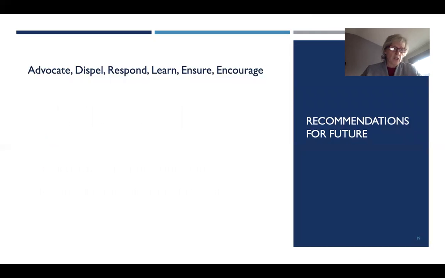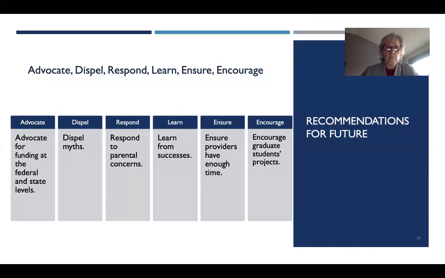So when I thought of recommendations for the future, we should advocate, dispel, respond, learn, ensure, and encourage. So we need to advocate for funding at the federal and state levels to reduce the impact of the social determinants of health on vaccine uptake. I shared several studies through the literature review and then one critique on the impact on minority populations. We need to dispel myths about vaccinations that are communicated through our social media sites, and the vaccine hesitancy and anti-vaxxers that use social media to get at, especially, the younger generation. Somehow we need to stop that.